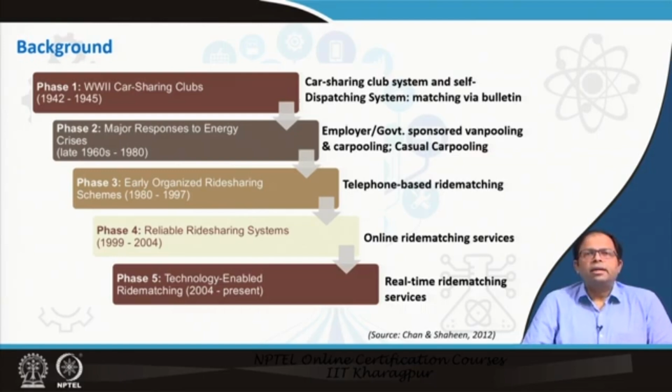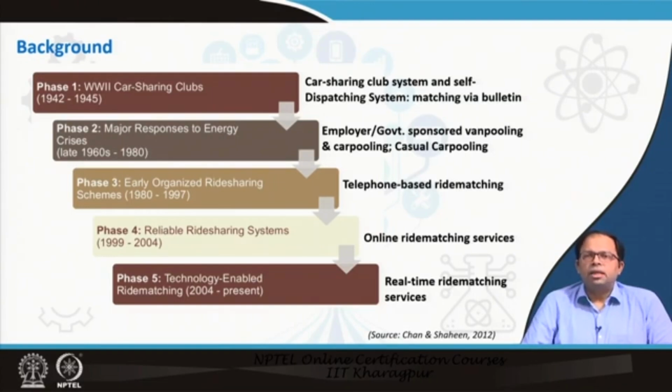So, this particular kind of services evolved during World War II, and the initial form was in the form of car sharing clubs during 1942 to 1945. So, this was phase one of this particular system, and these were like a self-dispatching system, and people used to get the data through bulletins and all, so that when somebody is going somewhere, some people can share the particular vehicle. Then the second phase of ride sharing started when there was an energy crisis during the 1960s.